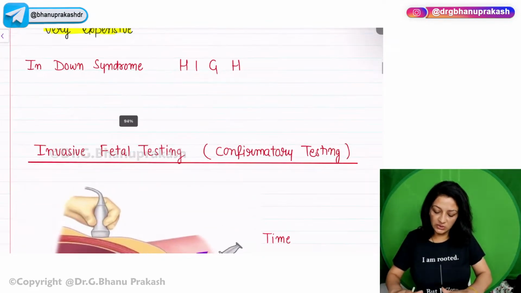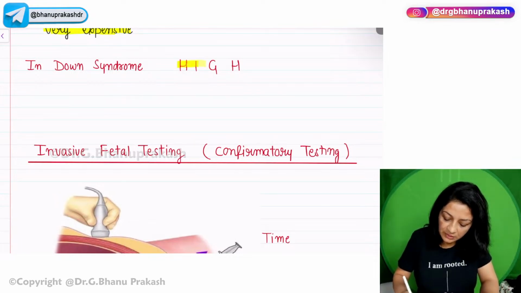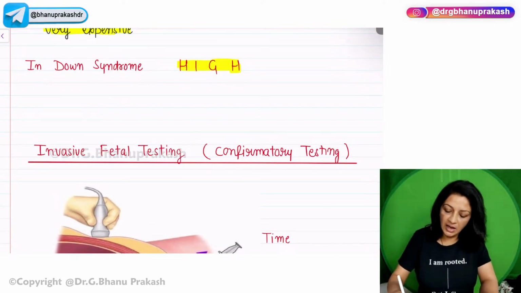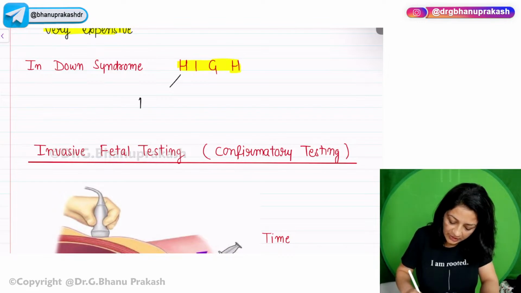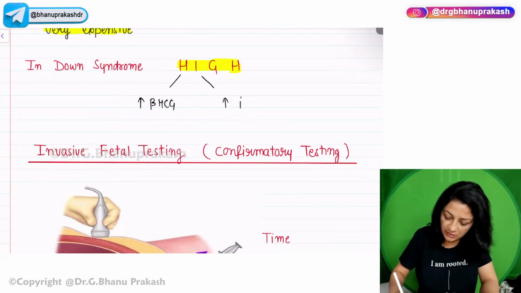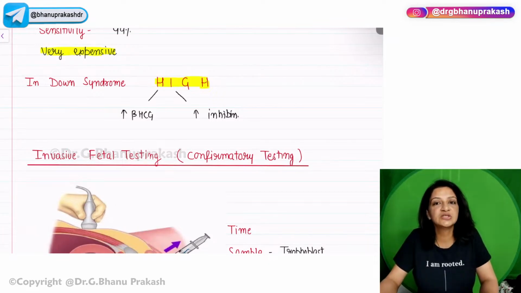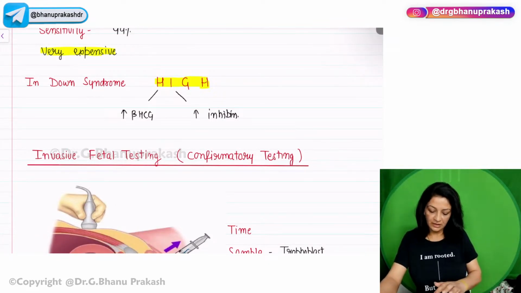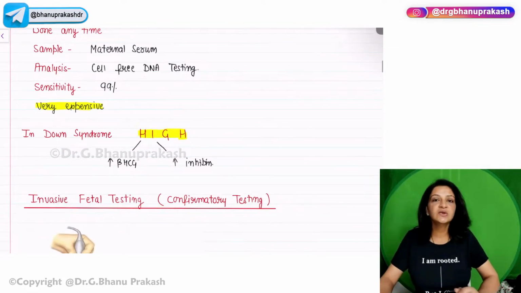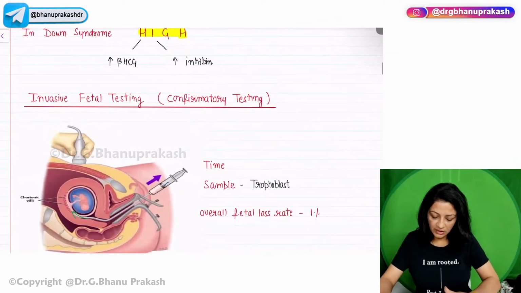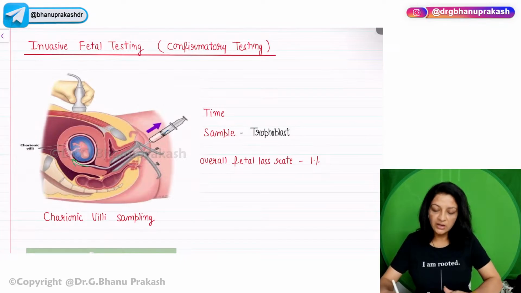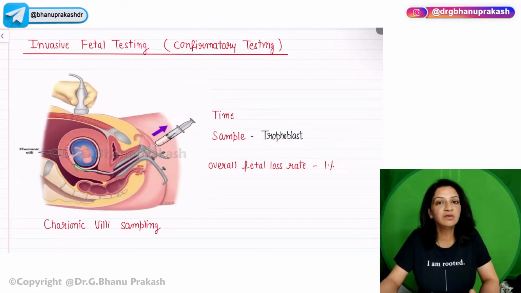So in case of Down syndrome, remember the mnemonic HIGH. हाई मीन्स डाउन सिंड्रोम में हमें मिलेगा रेज्ड बीटा HCG एंड रेज्ड इनहिबिन. So in Down syndrome, raised beta HCG and raised inhibin. So these are the screening tests for Down syndrome. Next one, invasive testing. अगर तो डाउन सिंड्रोम की स्क्रीनिंग पॉजिटिव आती है देन वी विल गो फॉर डायग्नोसिस. डायग्नोसिस के लिए वी विल डू इन्वेजिव फीटल टेस्टिंग.